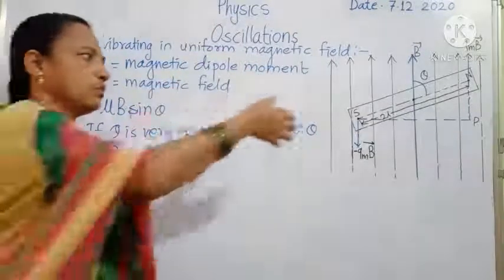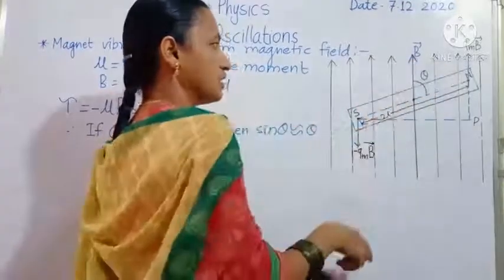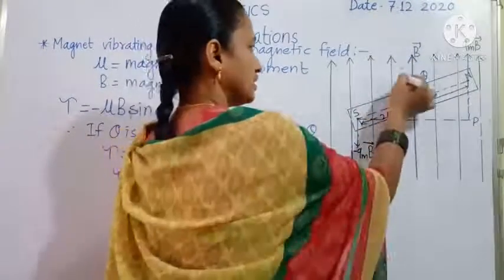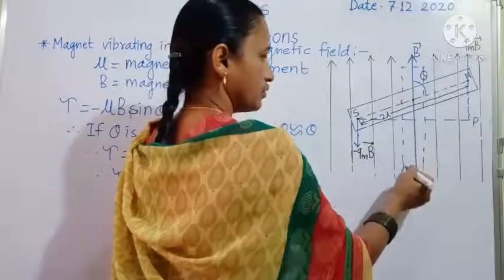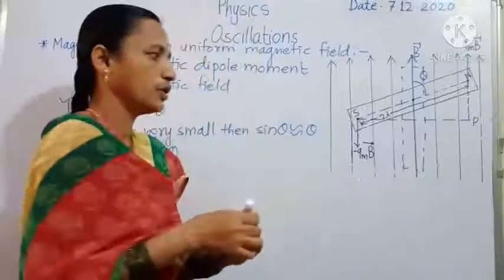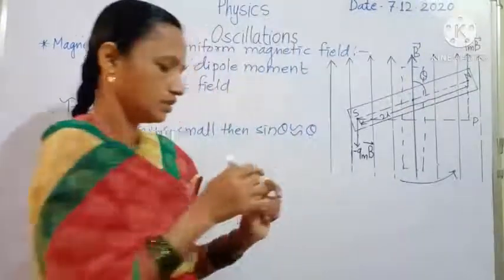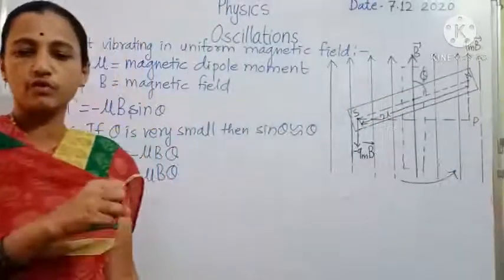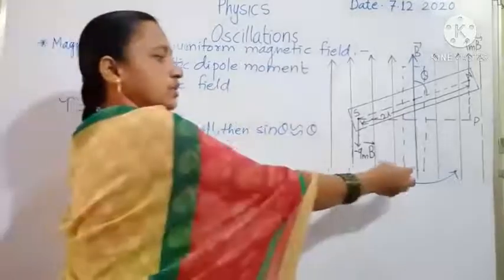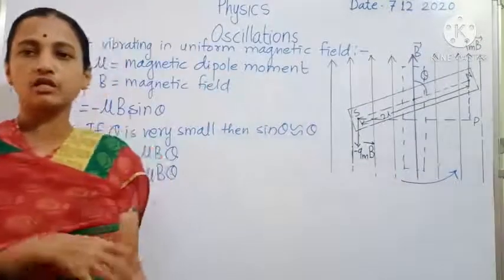If we release this bar magnet from its equilibrium position, that is, if we twist it and give it some angular displacement theta, and then release it, the bar magnet performs angular S.H.M.